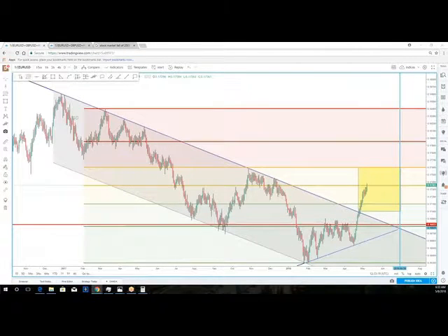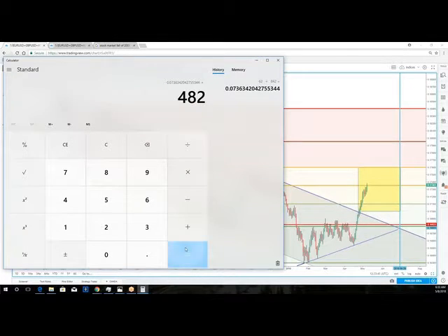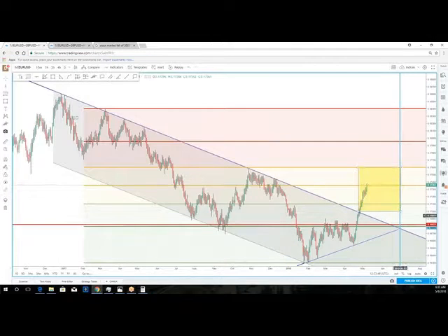Do you guys remember what number was here on the long trend? It was 482. So I want to multiply my new percentage by 482 and see how many days that gives me. So we'll multiply this percentage number by 482. That's going to give us 35 and a half days essentially. So 35 and a half days from breakout. Let's go ahead and do the math on that.